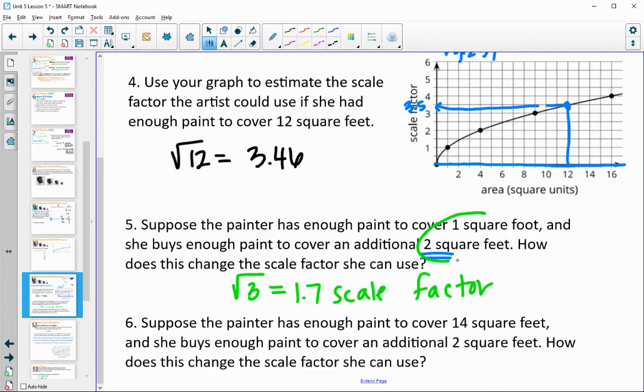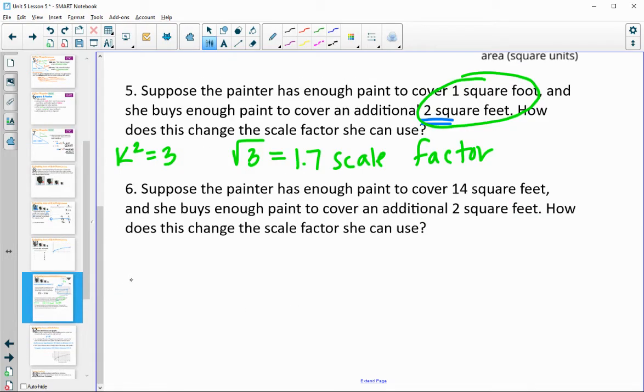Because these were both area measures, her k squared that she has enough for is 3. So square root that and get 1.7. Then suppose that she had enough to cover 14 square feet, and then she buys an additional 2 square feet of paint. Again, those are both your area measures, so she can cover 16 square feet of paint. Then your k value is going to be the square root of that, or 4.